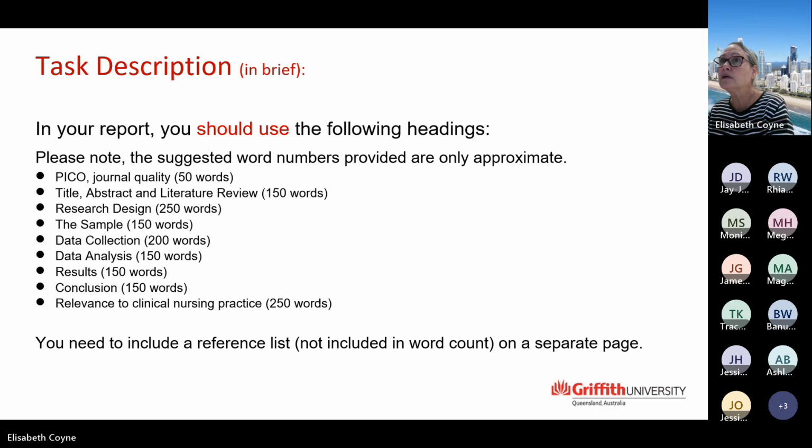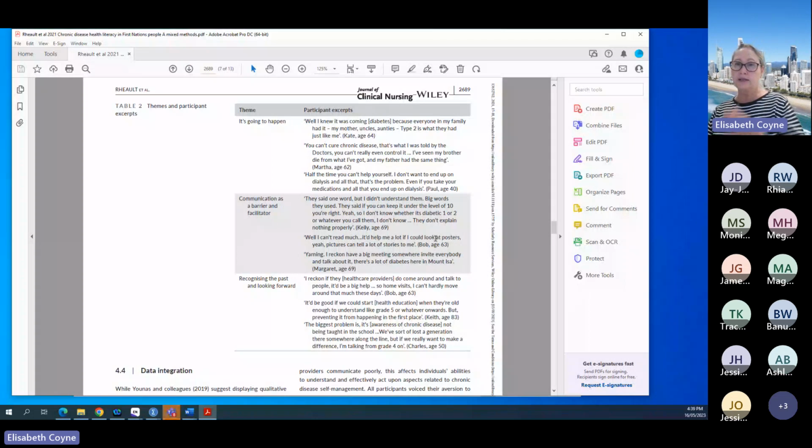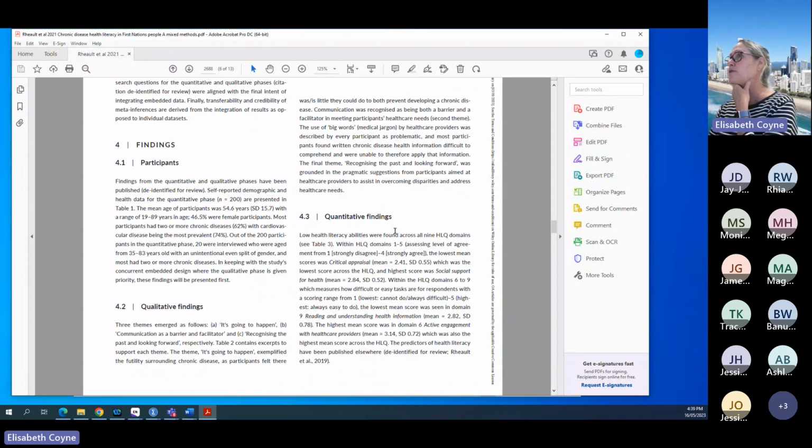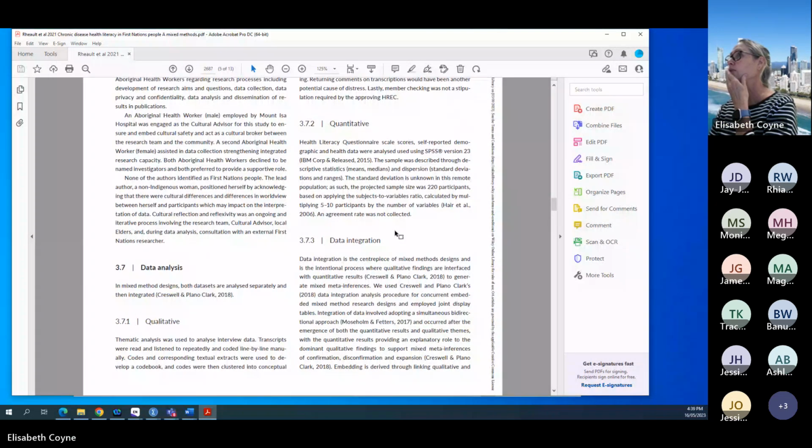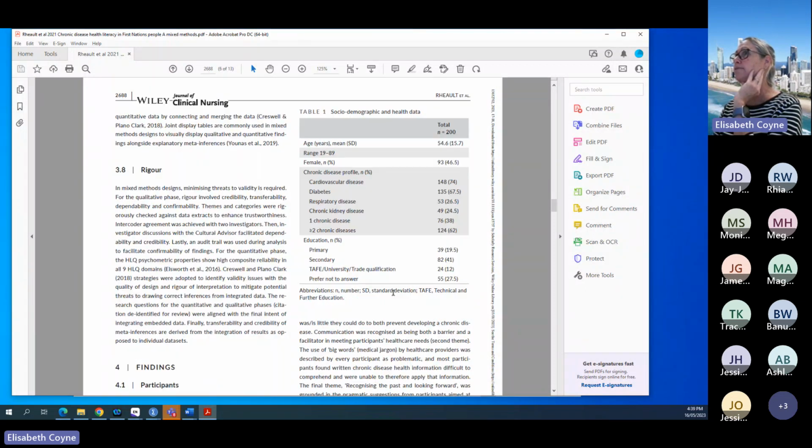Right, I think I've answered all your questions. I will just share screen and show you what I was talking about. This is the article, and this is where they've brought together the findings. So data integration, and this is the reference that I was talking about.